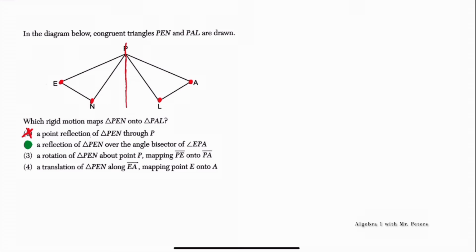Then it says a rotation of PEN about point P, mapping PE onto PA. So let's think about it, right? We'll keep that line by angle P there. If we rotated this where PE maps onto PA, what we have to understand is that PN is going to be way out here. So just by looking at this, this is going to be wrong. This is not the same orientation that we want.